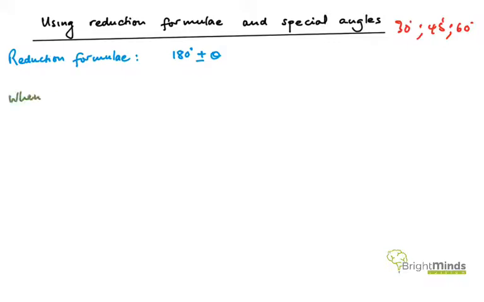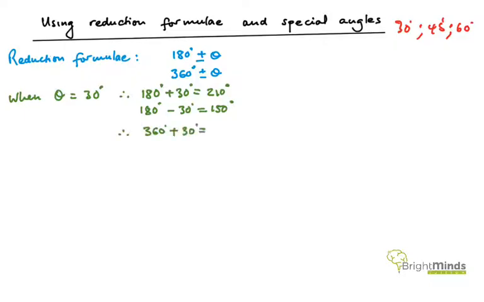So when my theta is 30 degrees, I'm using 30 degrees there because 30 degrees is one of my special angles. If I've got theta as 30 degrees, I can use 180 plus 30 degrees, which is going to give me 210, and then 180 minus 30 is going to give me 150 degrees. Then you can also look at the reduction formula for 360. If my theta again is 30 degrees, I'll have 360 plus 30, I'll get 390, and then 360 minus 30, I get 330 degrees.